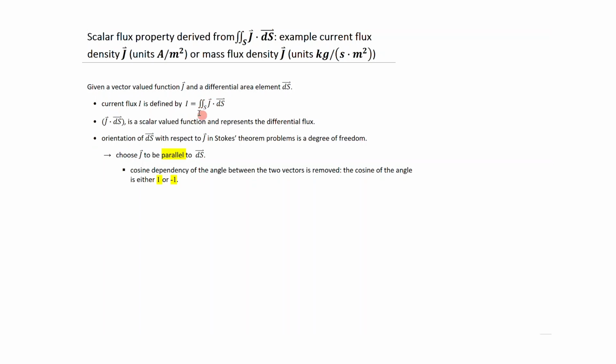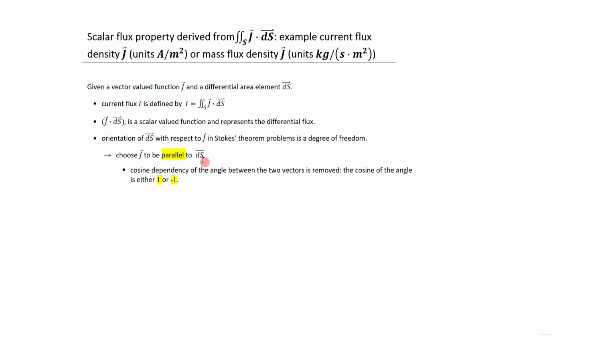And generally, the surface is defined by the enclosed contour through Stokes' theorem. J dot ds is a scalar value function and represents the differential flux. The orientation of ds, the vector, with respect to J in Stokes' theorem problems is a degree of freedom. So you have some choice here in terms of how you select the direction. Typically, you want to choose J to be parallel to ds.